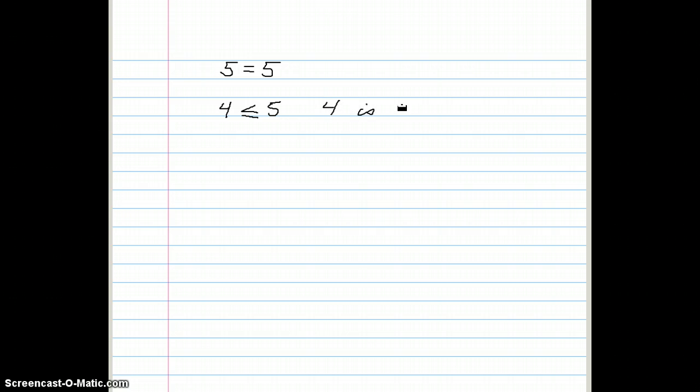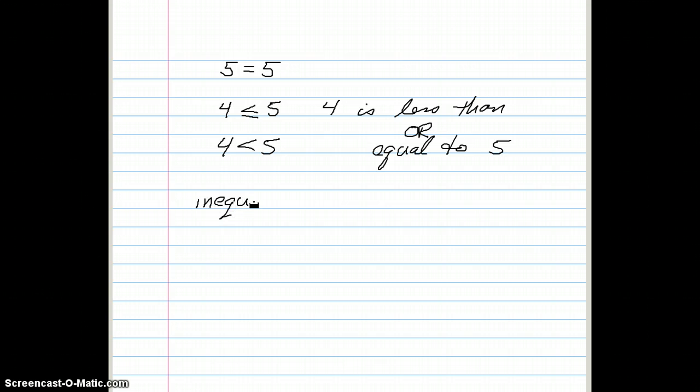4 is less than, and then there's the or equal to, 5. And if either of these are true, then this is a true statement. So 4 is less than 5 is a true statement, and 4 is less than or equal to 5 is also a true statement in mathematics. These are called inequalities. So inequalities do not have an equal sign. They have one of these: less than or equal, greater than or equal.